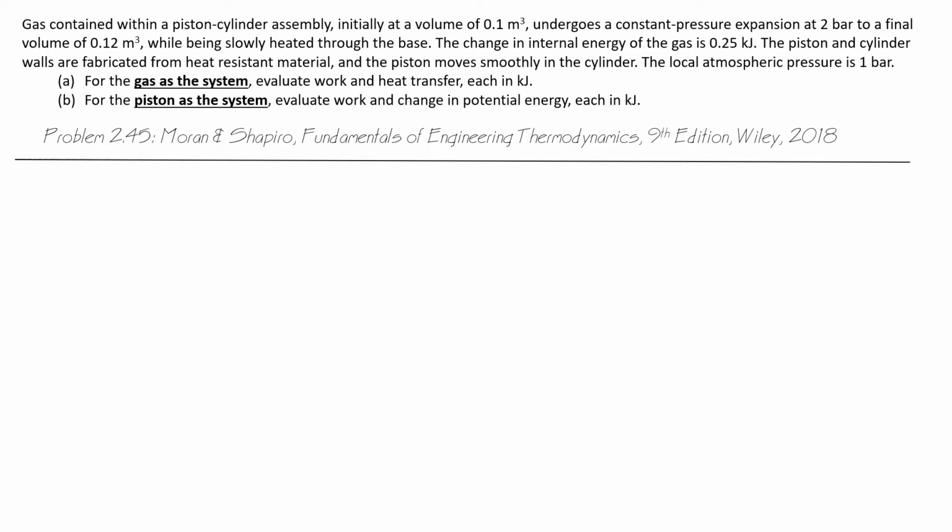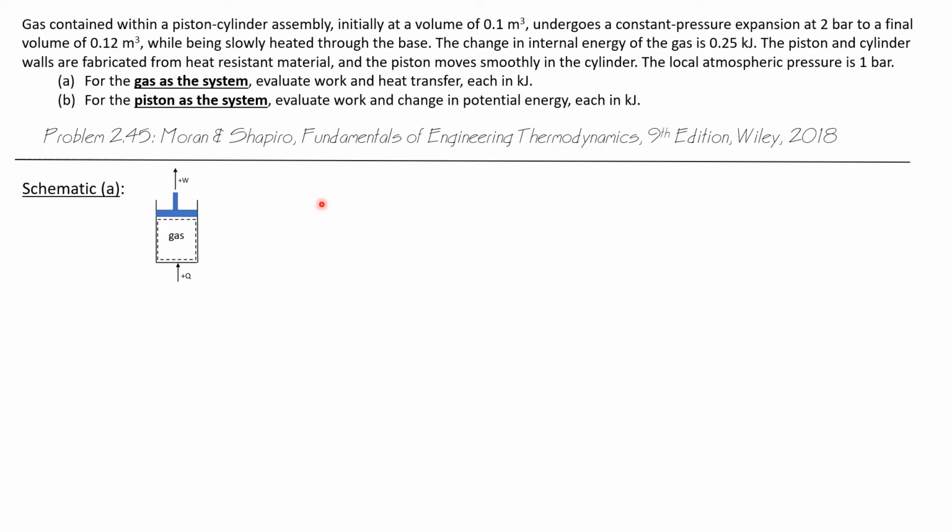Now, the first part of this problem, part A, we will define the gas in the piston cylinder as the system. And we want to evaluate work and heat transfer, each in kilojoules. Now, in part B, we will define the piston as the system. And we want to evaluate the work done by that system and its change in potential energy, each in kilojoules.